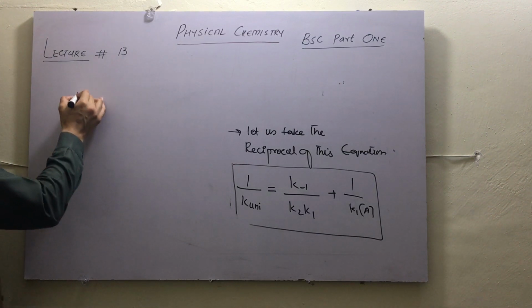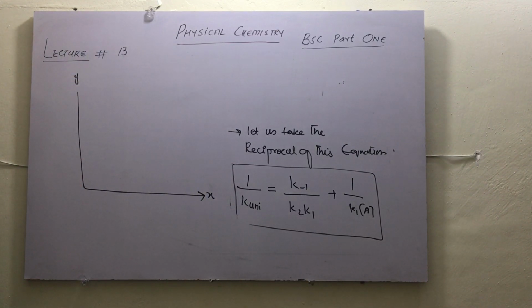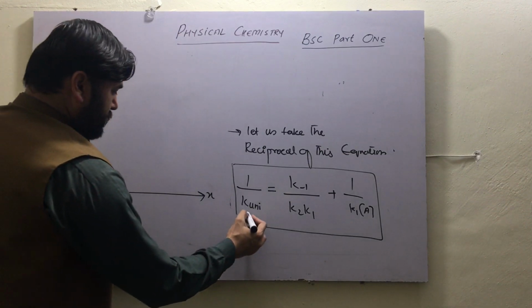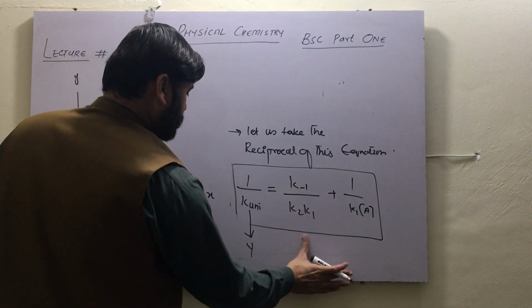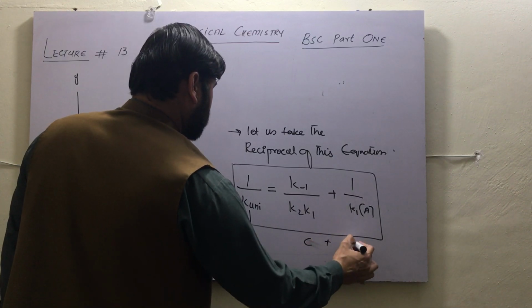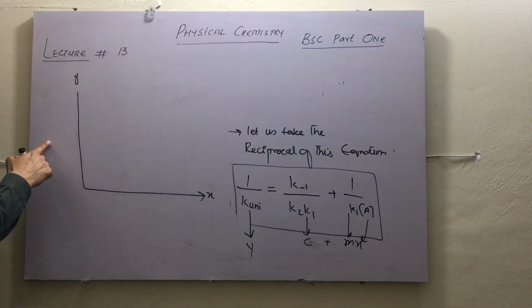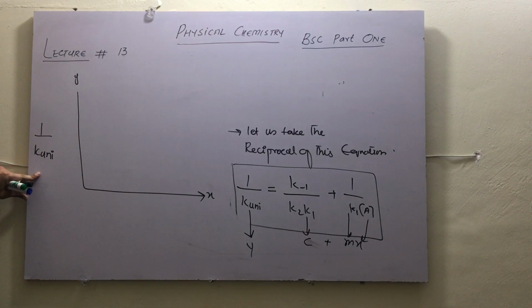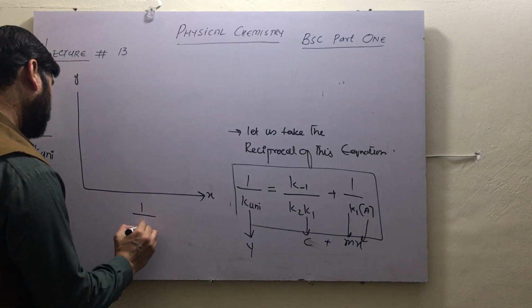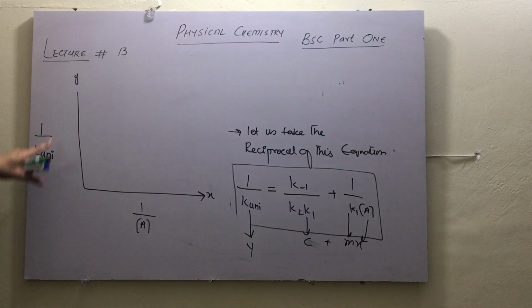This is the x-axis and this is the y-axis. In this equation, this is y, this is m, this is x, and this is a constant C. It is a relationship of the form y equals mx plus C. On the y-axis we take 1 upon K uni, and on the x-axis we take 1 upon A, the concentration.